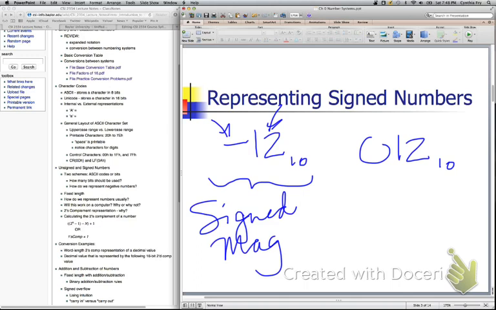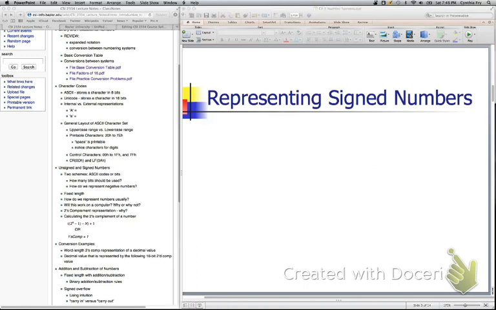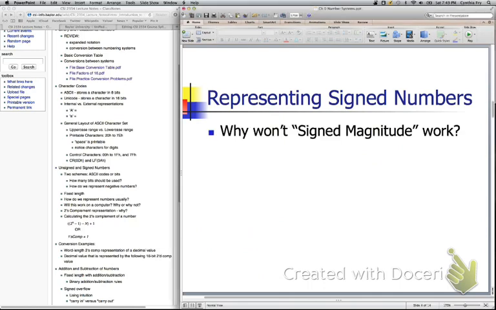Why then wouldn't we think that that would work? Well, a couple of things. Why won't signed magnitude work? Okay, let's go back to our question. And before I do this, let me go back up and talk a little bit about 8-bit signed magnitude if we were going to try to do this.